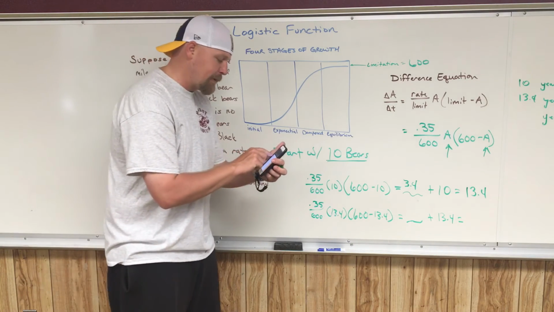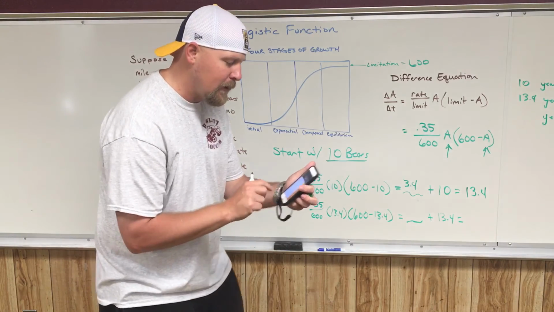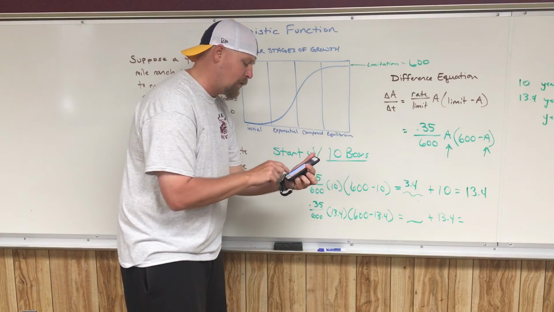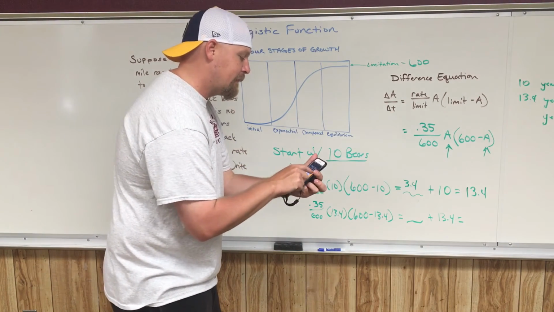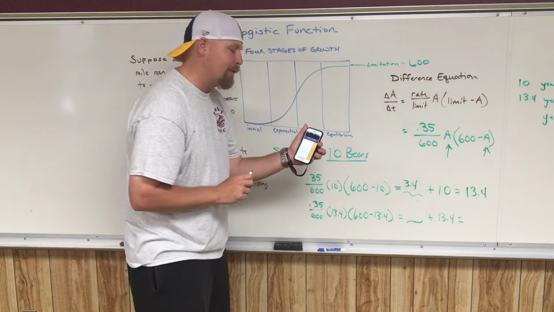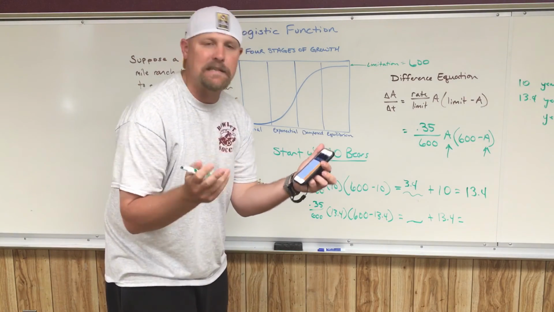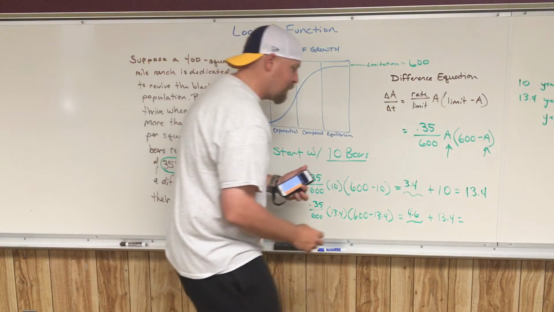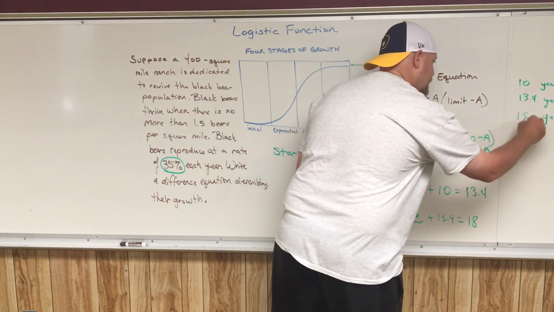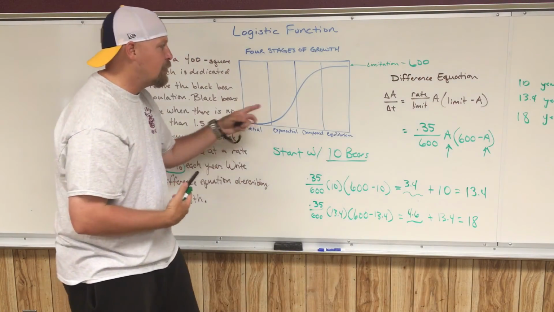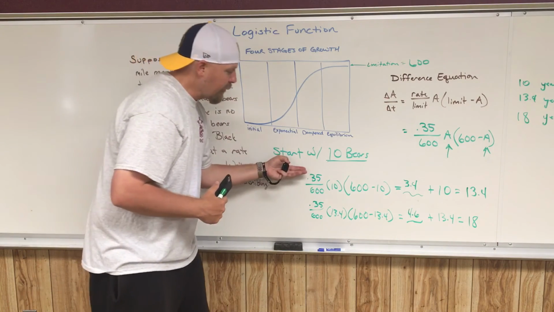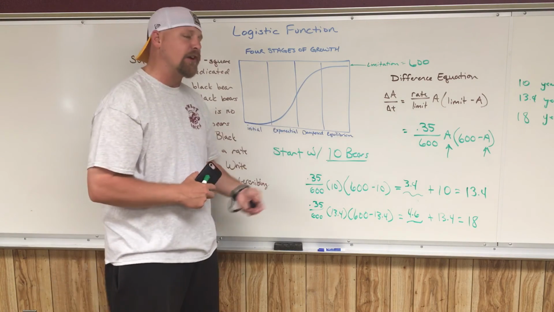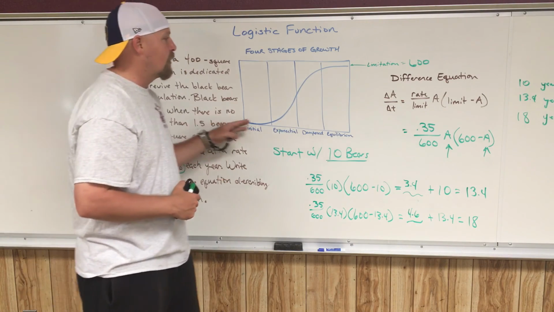And again, I'm going to do this real quick. 600 minus 13.4, that's 586.6. 586.6 times 13.4 times 0.35 divided by 600. That's 4.585, so that's 4.6 approximately. And if we add 4.6 to our 13.4, we have approximately 18 black bears in year 2. And this is how you do the logistic function. This is actually a recursive pattern that we're doing year after year. We're doing the same thing year after year, so it's kind of a pattern. But this tells us our logistic growth.